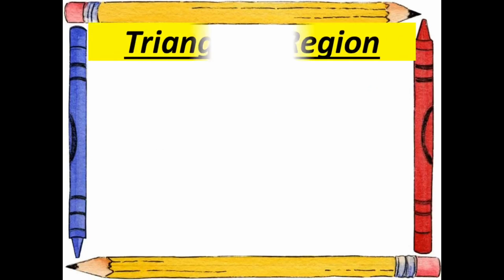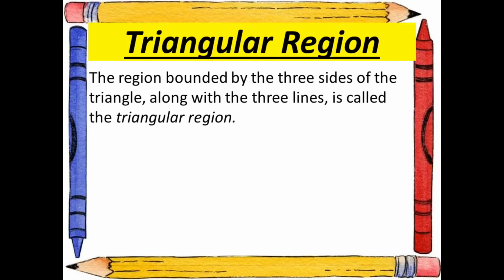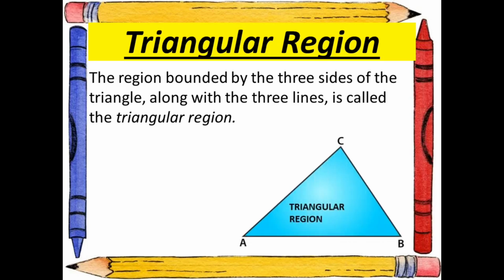Next topic is triangular region, and it says that the region bounded by the three sides of the triangle along with the three lines is called the triangular region. You can see in the figure, the shaded portion is the triangular region. Hopefully it is also clear to you.